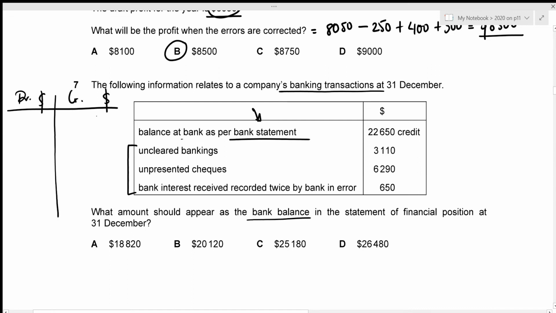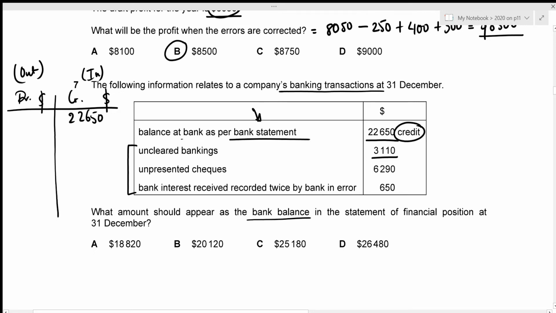And in our bank statement, always remember that debit side represents all of the outflows from the bank account, whereas credit side represents all of the inflows to the bank account. And we have the balance of 22,650 on the credit side. So that's 22,650. Then we have uncleared bankings amounting to 3,110.